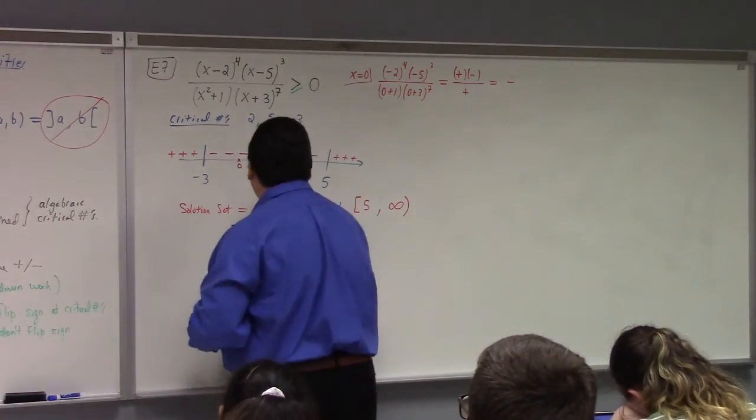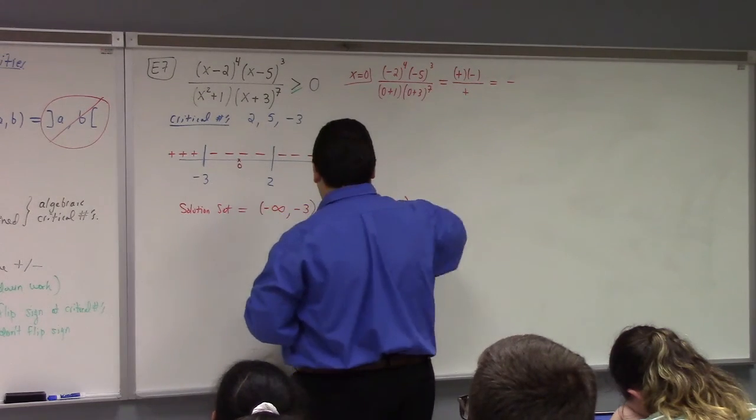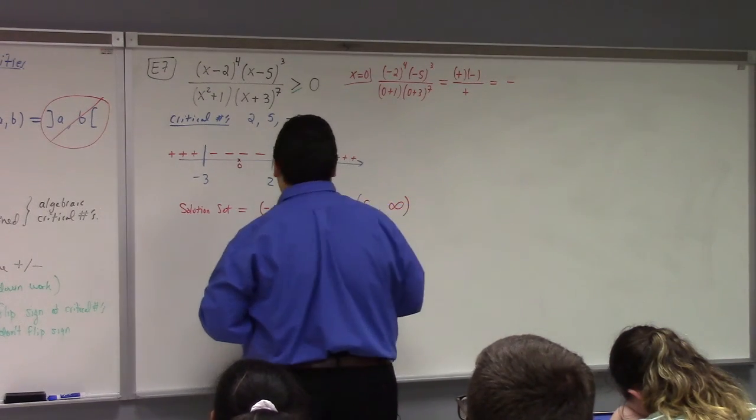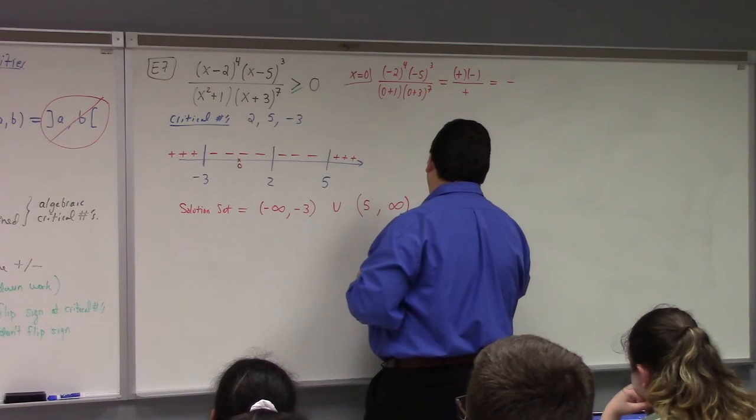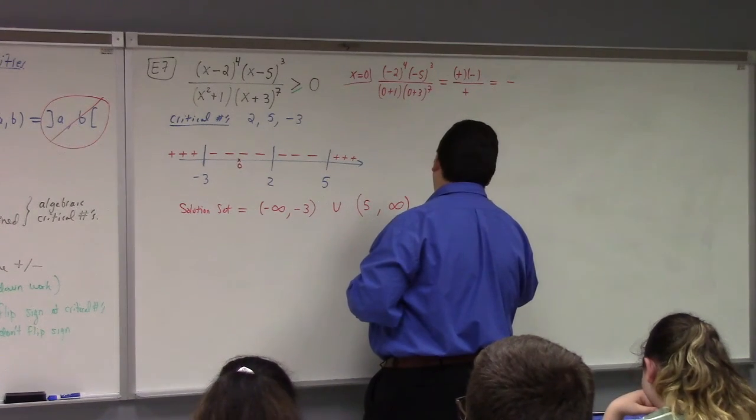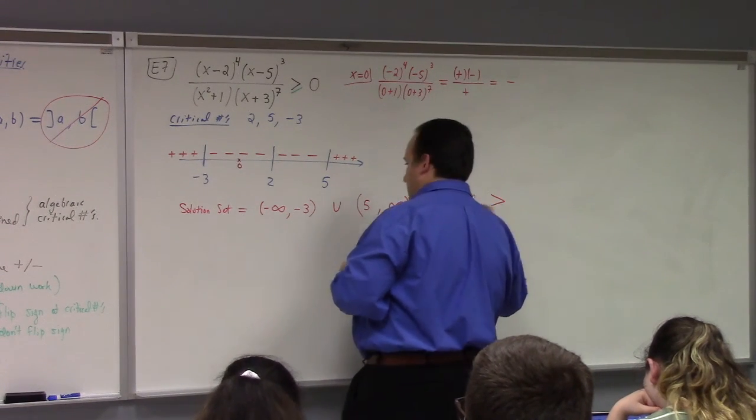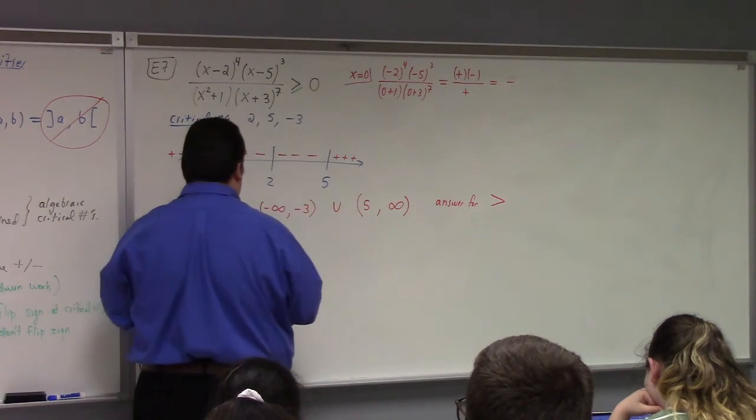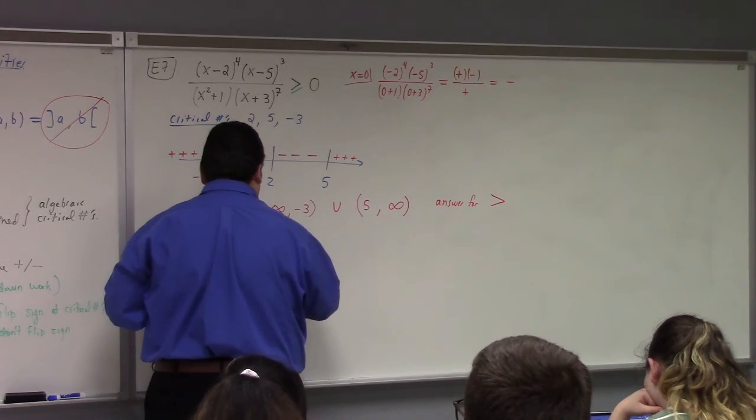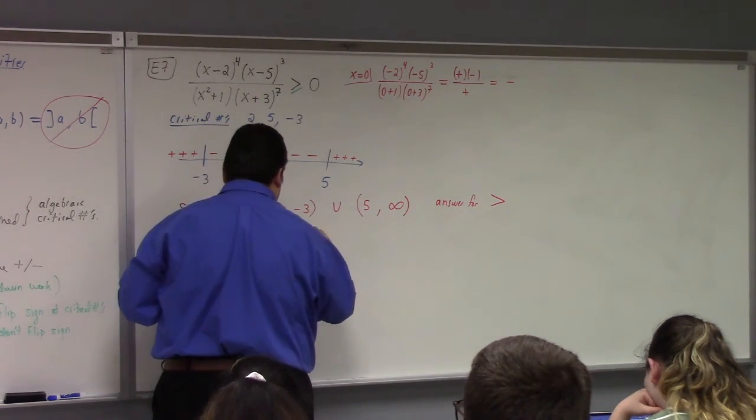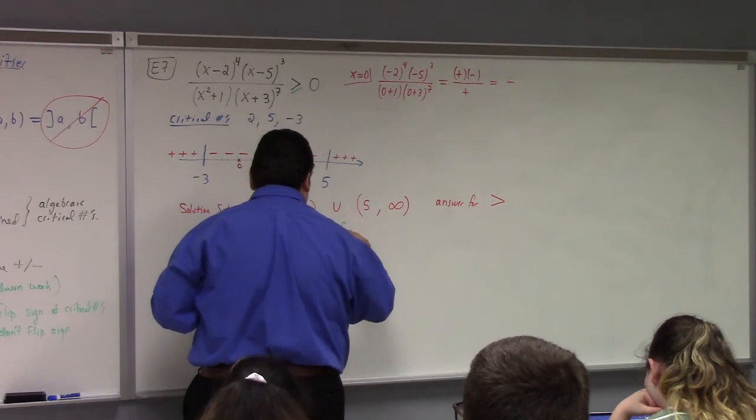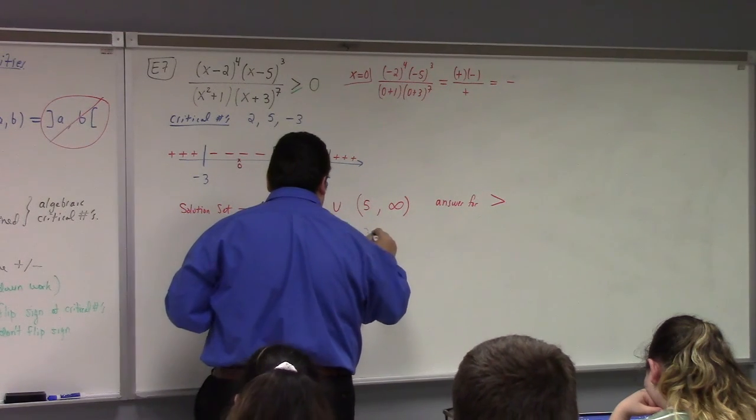Yeah, let me put the answer without the 5. So this, as it stands, would be the answer for greater than. Greater than or equal to, I'll put below it. Minus infinity to minus 3, unioned with 5 included to infinity.